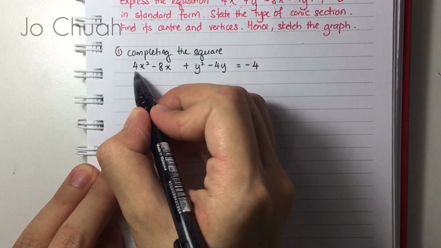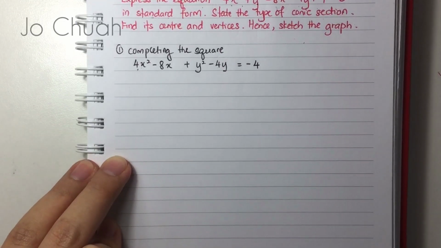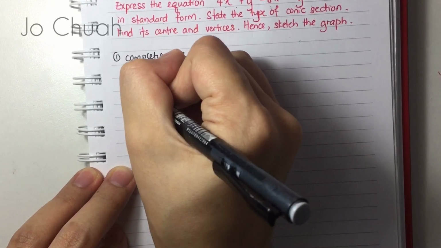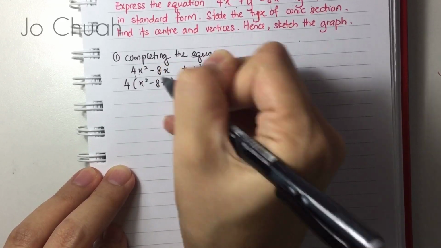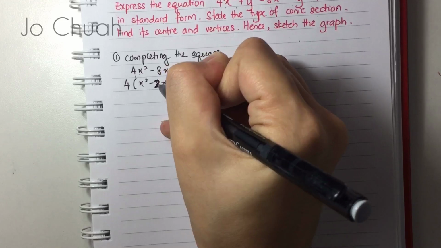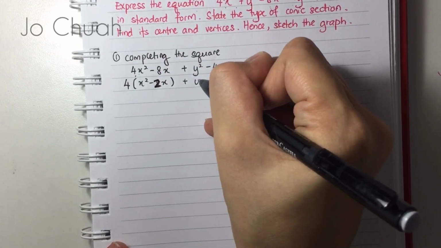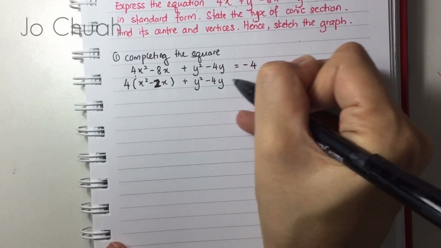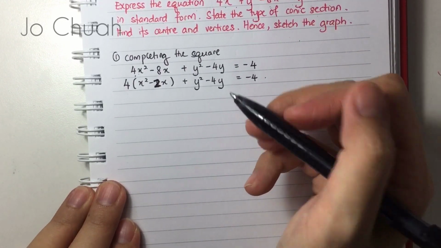So after this, if you have a coefficient at the front which is not 1, you cannot do it yet. So you have to take out the 4. Sorry, this will be 2. Alright. And then this is already coefficient 1, so it's okay. You can just leave it like this. Okay, we're going to start completing the square right now.